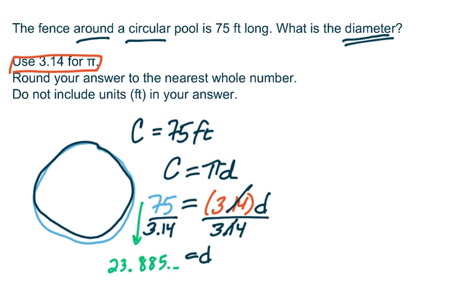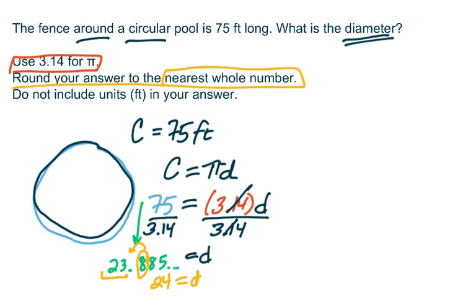Now, the instructions do tell me to round my answer to the nearest whole number. So I'll look here at the whole numbers. I'll use the value of 8. 8 will ask me to round up. So I'm going to use 24 equals diameter as my answer. That is the correct answer.